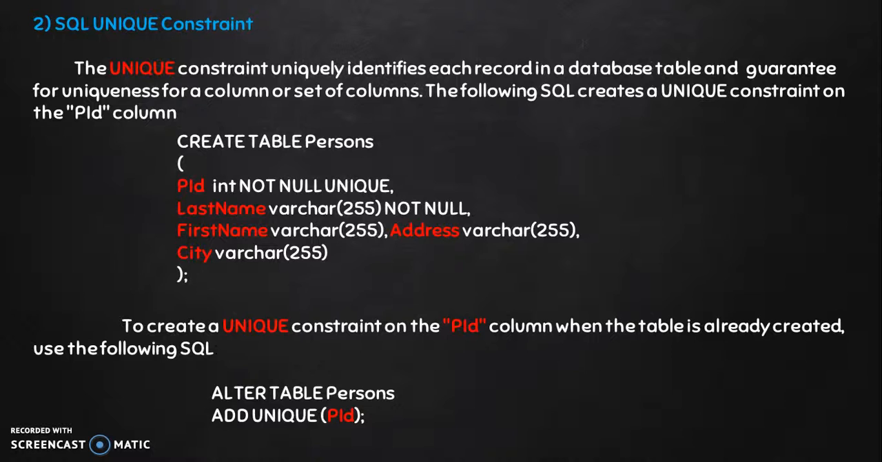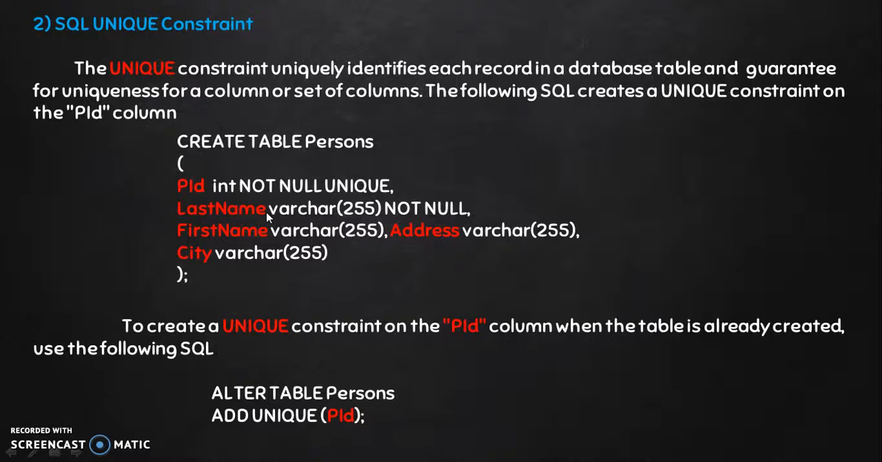It guarantees us the uniqueness. For example, same creation of the table persons, the same attributes PID, last name, first name, address, as well as city. We are mentioning unique constraint for the person identifier. That means the table person should not have a person with the same ID multiple number of times. So this type of condition will be ensured by the unique statement.